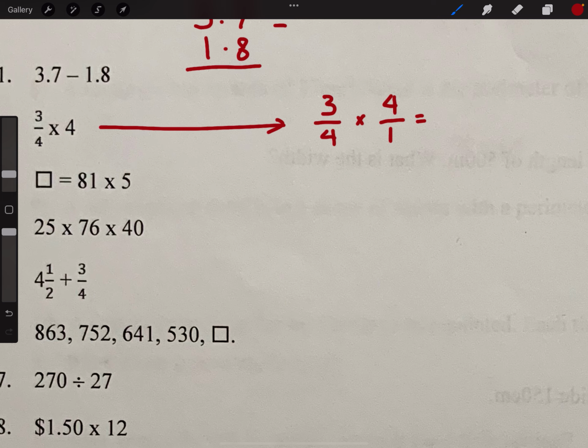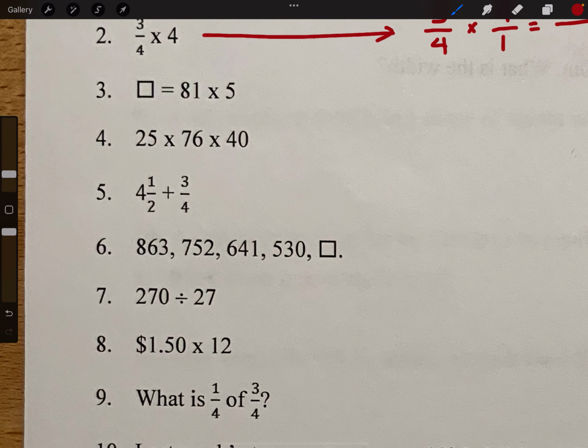But actually, you know what? Look at this. This is a multiplication, right? I can see that there's a 4 here and there's a 4 here, and I can simplify that. So can you guys simplify that and then get for me the answer?